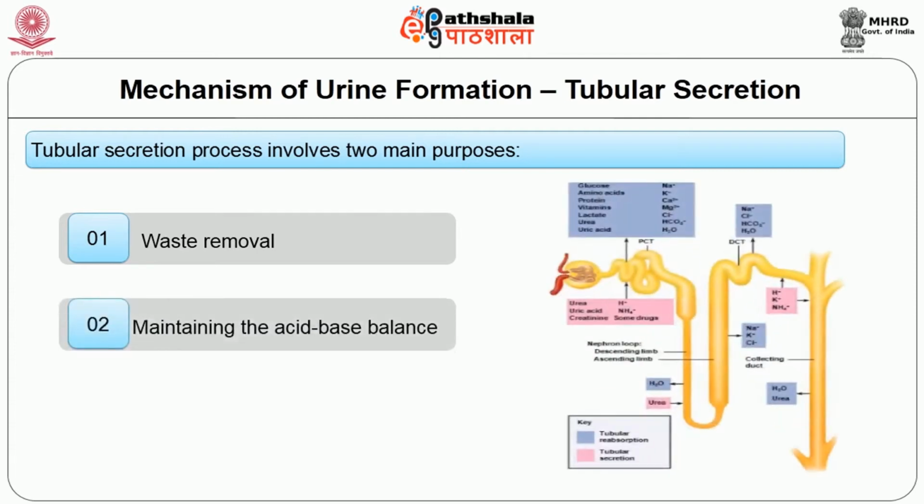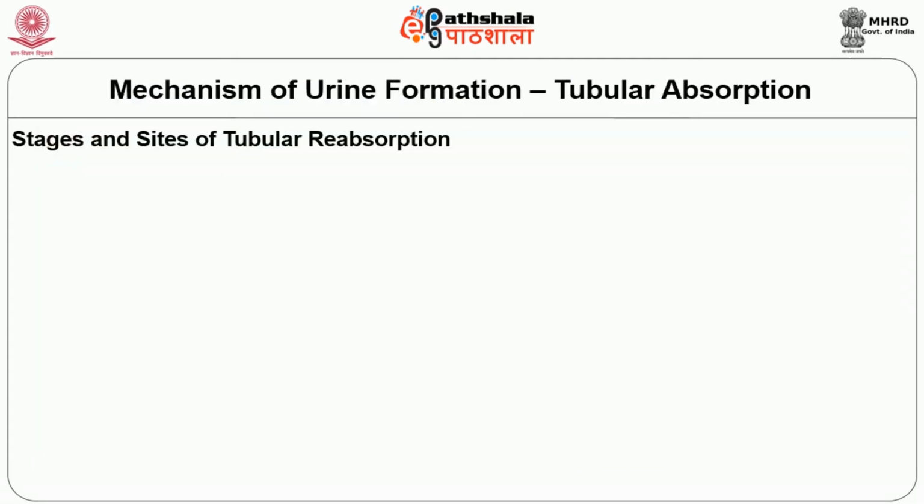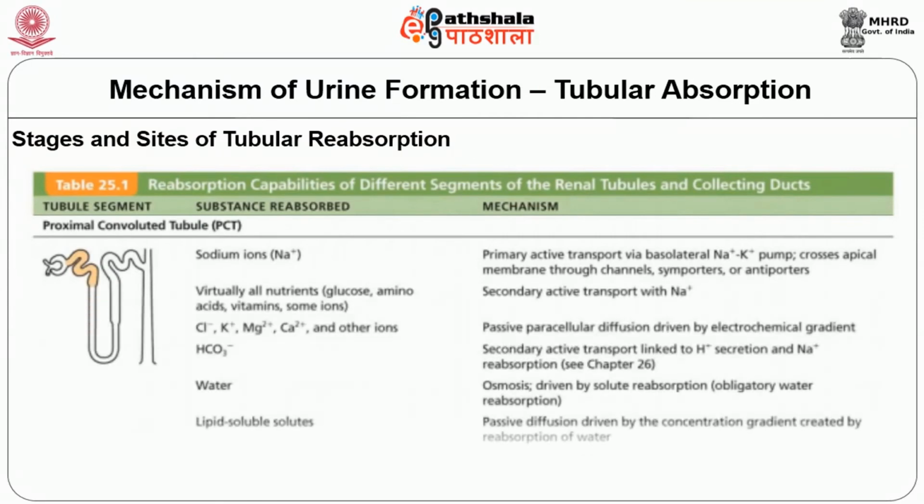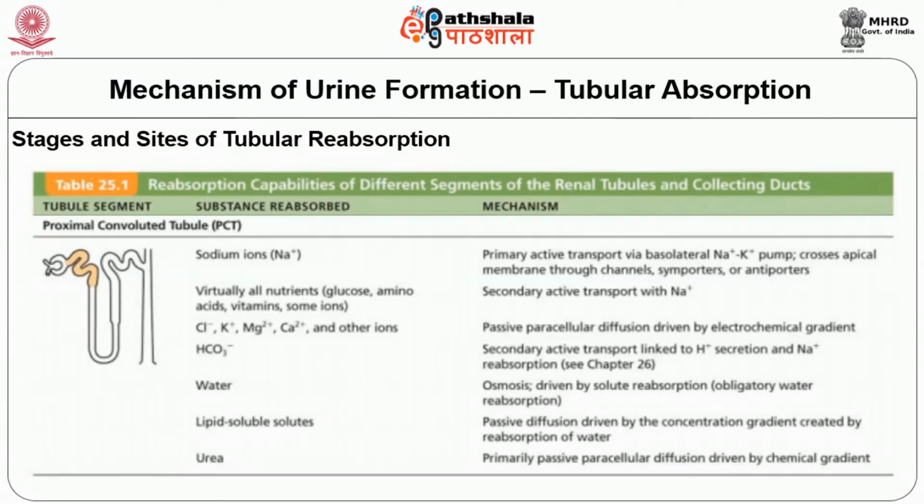The second purpose is maintaining the acid-base balance. Tubular secretion of hydrogen and bicarbonate ions serves to regulate the pH of the body's fluids. Below you can see the different stages and sites of tubular reabsorption. The first column gives us the part of the nephron, or the site at which the reabsorption takes place. The second column gives us the different kinds of substances which are reabsorbed, and the third column shows the mechanism by which the reabsorption takes place.